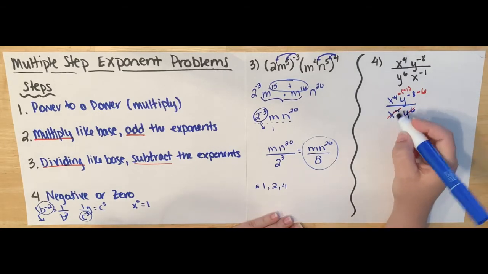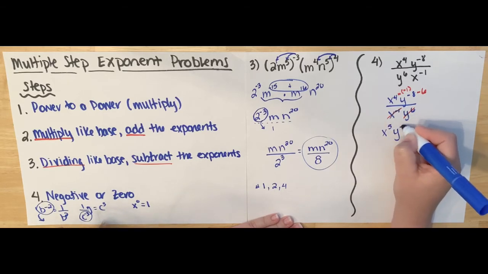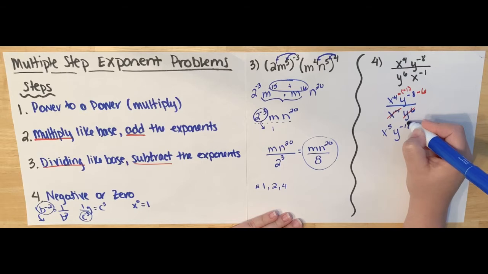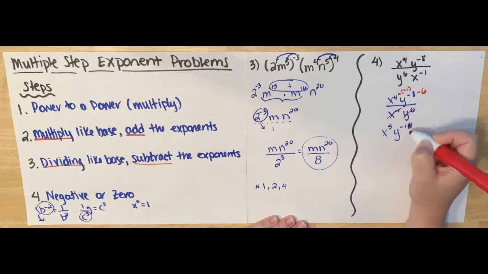So what's remaining is x to the 5th, y to the -14th, and it's all in the numerator. When you're doing subtraction of like bases, it takes place in the numerator, and it stays in the numerator until any other steps happen. Looking at this, I do have a negative exponent showing. I haven't had any zeros pop up yet, but if I did, I'd take care of that at this point.